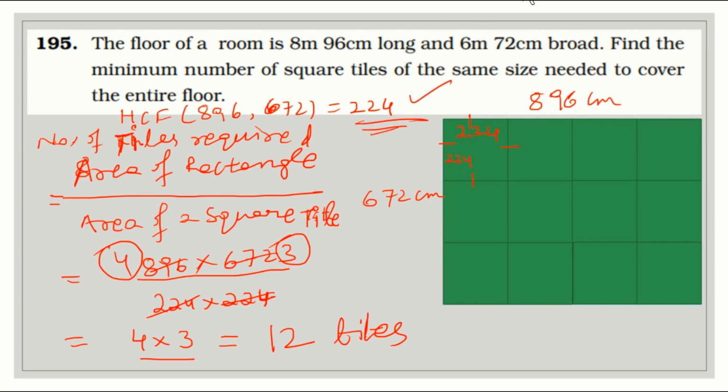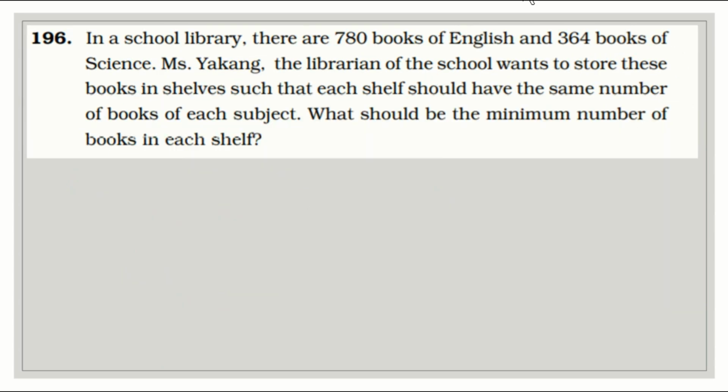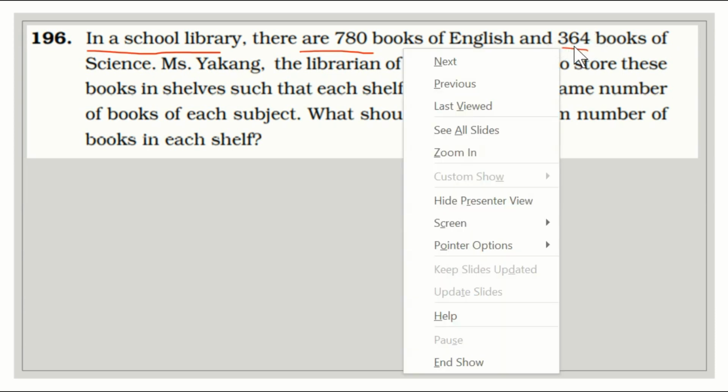Okay, so coming to question number 196. In a school library, there are 780 books of English, 364 books of science.